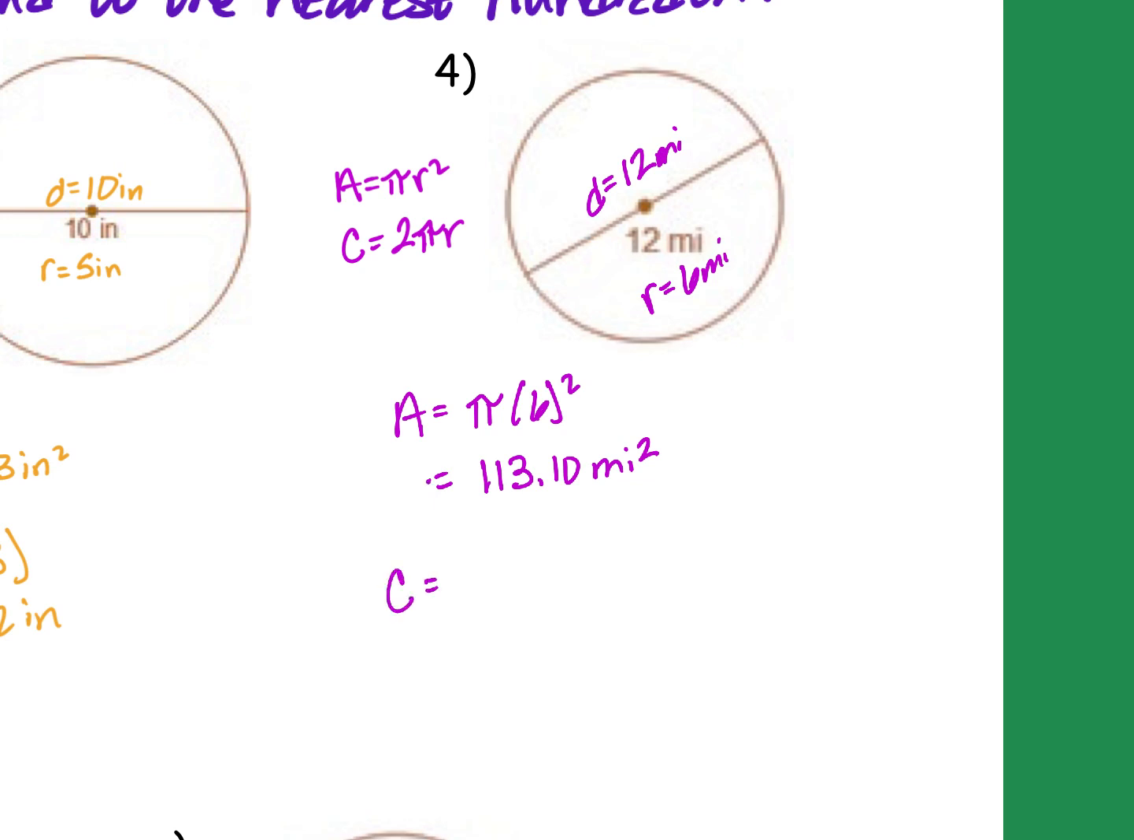That should have been approximately equal to, sorry, because I rounded. My circumference is 2 pi times 6, which is approximately going to be equal to 37.70 miles. Questions? Question?